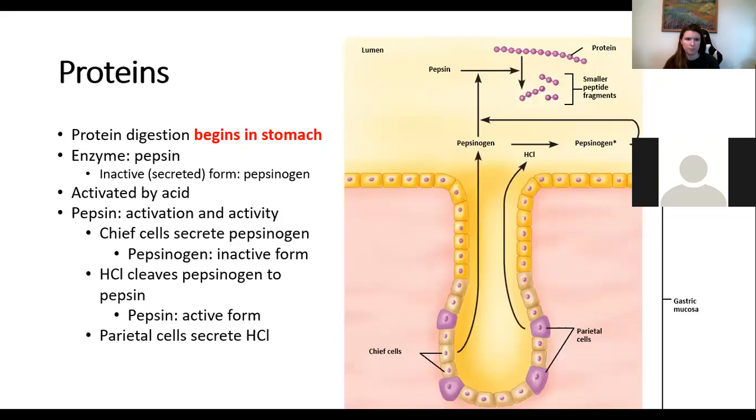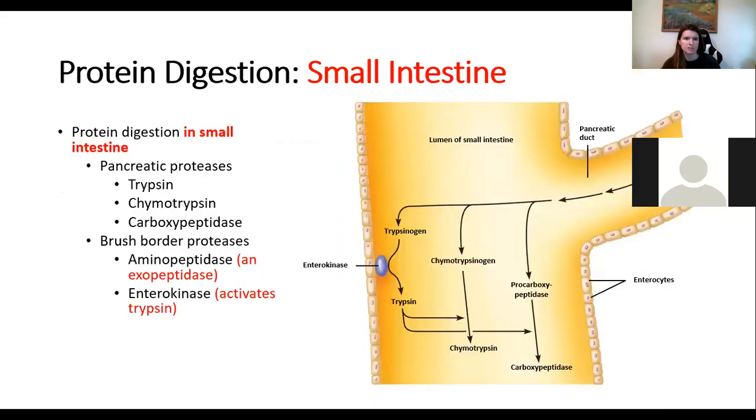Okay, so proteins get digested starting in the stomach. An important protease, pepsin, is activated by acid in the stomach, so that starts breaking up our proteins. Protein digestion continues in the small intestine. Some of these inactive proteases, trypsinogen, chymotrypsinogen, and procarboxypeptidase, get released into the small intestine. They get activated partially using enzymes on the border of the small intestine itself, your enterokinase.